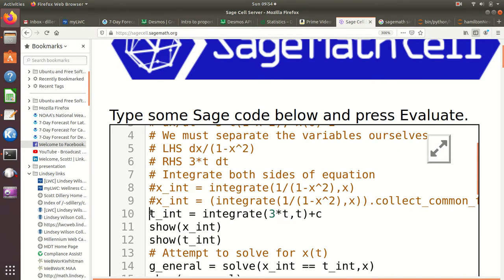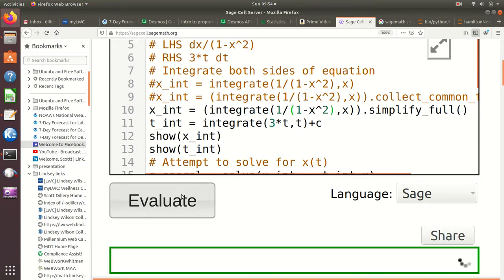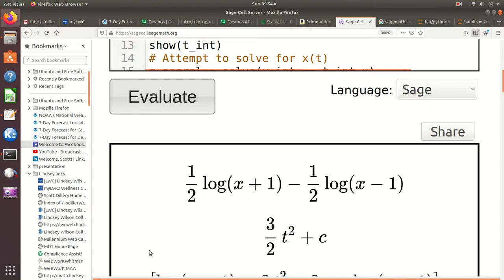And I found this thing, simplify full, that I could put at the end. So I just took that original integrate and I stuck it in parentheses and then dot simplify full. And I thought, oh, that looks good, because I even found it on a help page where it was talking about Sage wasn't combining logarithms, and they did this for an example, and they were able to do it. And so I tried it, and it did not work again.